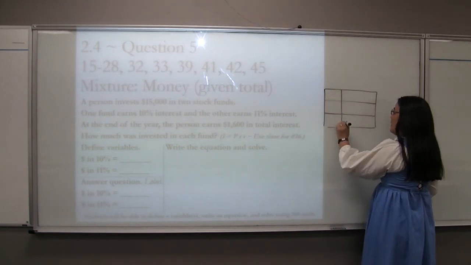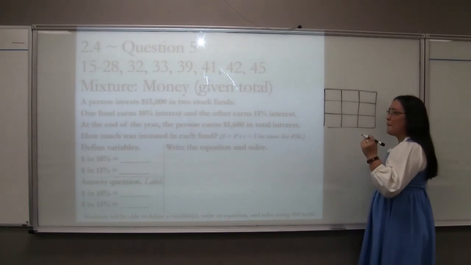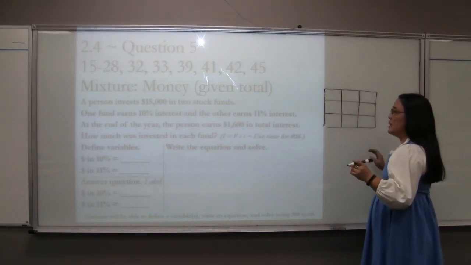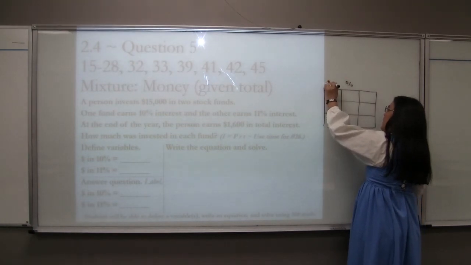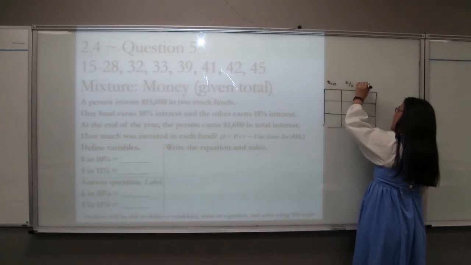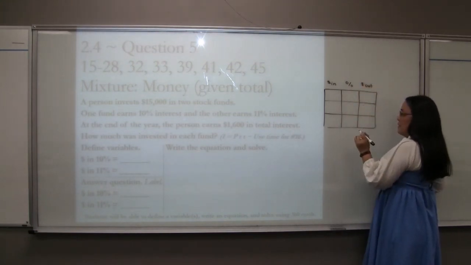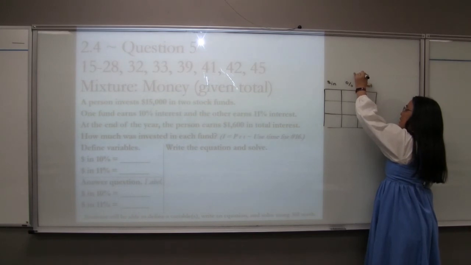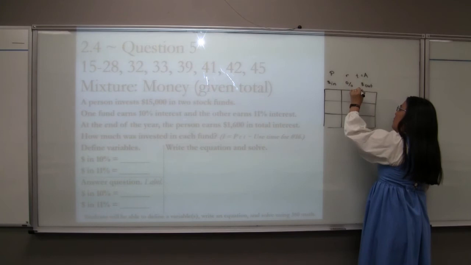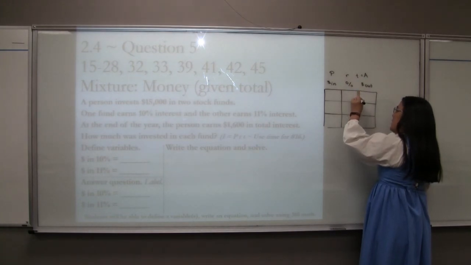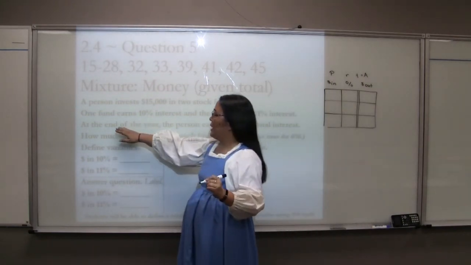We're going to have our handy-dandy mixture chart. This time, the rate column is going to be percent, and we're going to have our money going in and our money coming out. Now, this is A equals P times R times T. We don't have a T column because, technically, if we did, all of this is going to be at the end of the year.